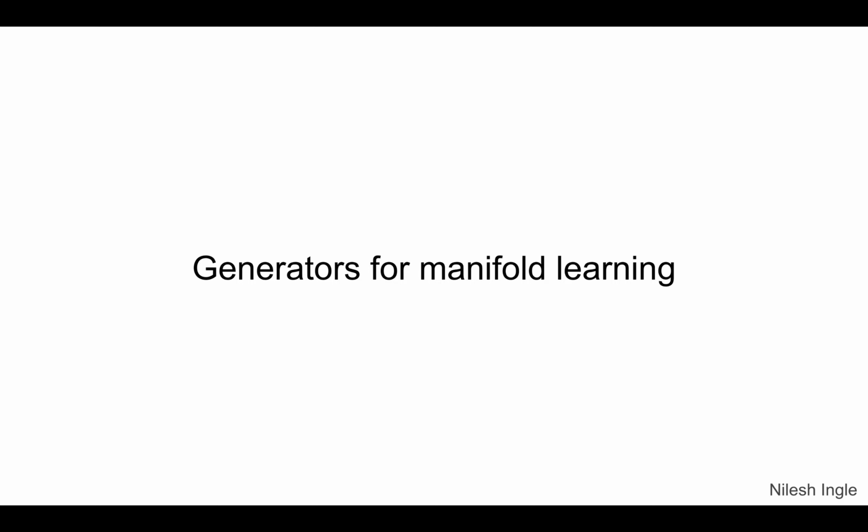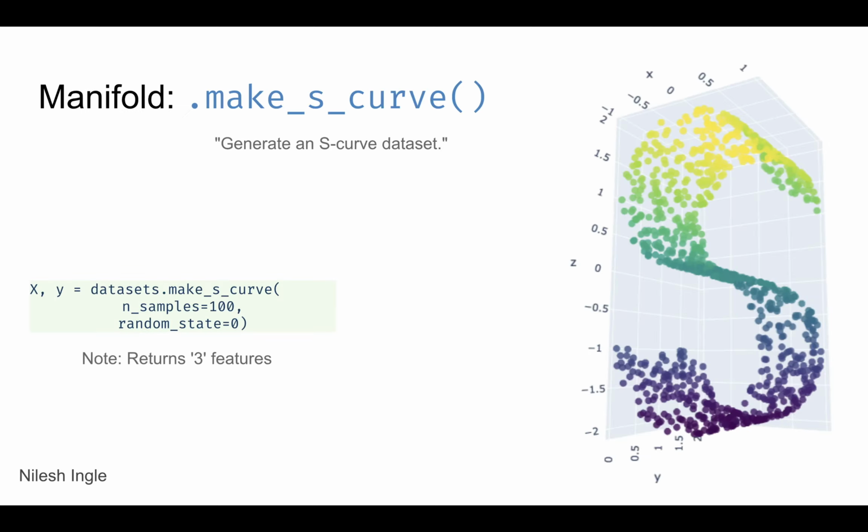Now in manifold learning, we can create these types of data sets. First one is make_s_curve. So this is an S shaped data set. As we can see, there is an S on the right hand side plot, and the code for that is on the left hand side, as we can see here. And this returns 3 features when we create this particular data set.